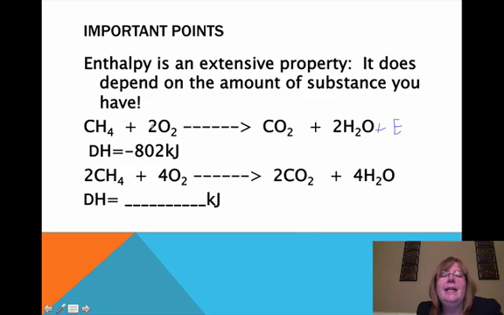Now, what if we doubled everything? What if we had 2 moles of methane and 4 moles of oxygen, giving us 2 CO2s and 4 waters? Well, because we have twice as much of everything, we are going to double our delta H, and so the delta H for this reaction would be negative 1604 kilojoules. So it depends on how much you have.